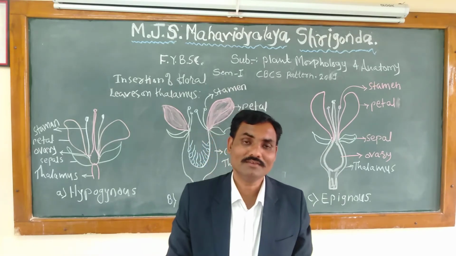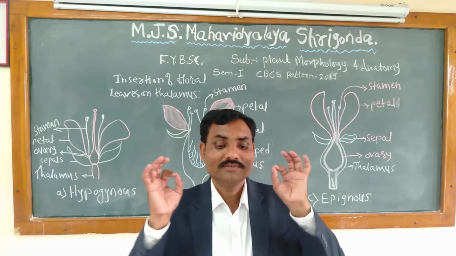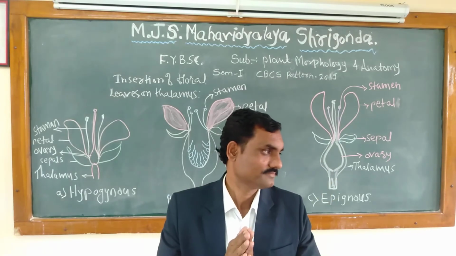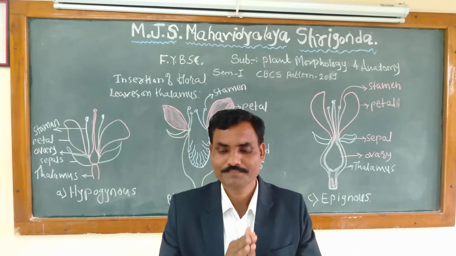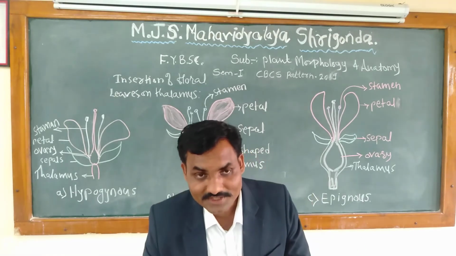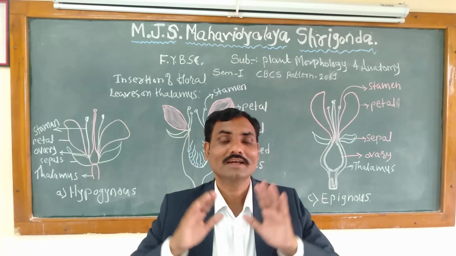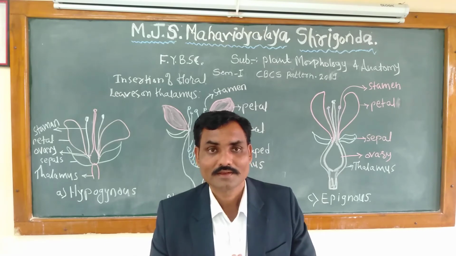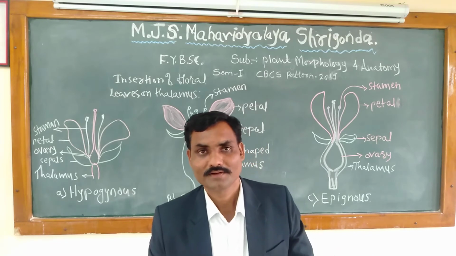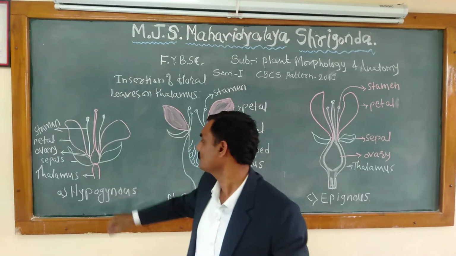What happens in hypogynous flowers? Which are the different conditions in hypogynous flowers? In some flowers, the thalamus is conical. It is elongated. Sometimes it is convex or concave. Normally, in these flowers, the ovary is placed on the topmost position.